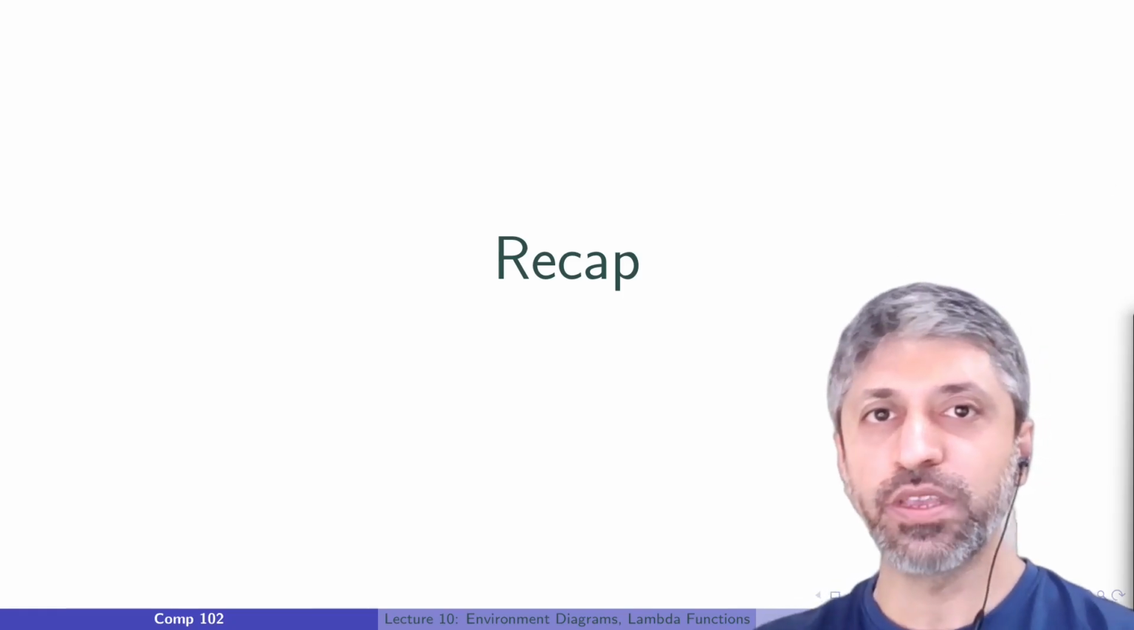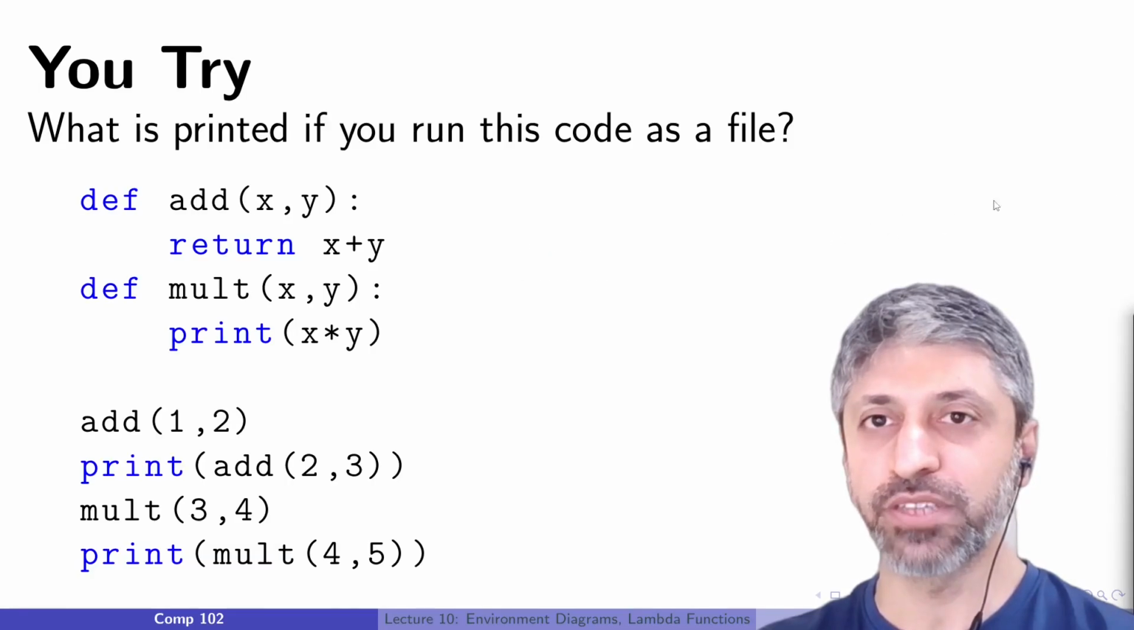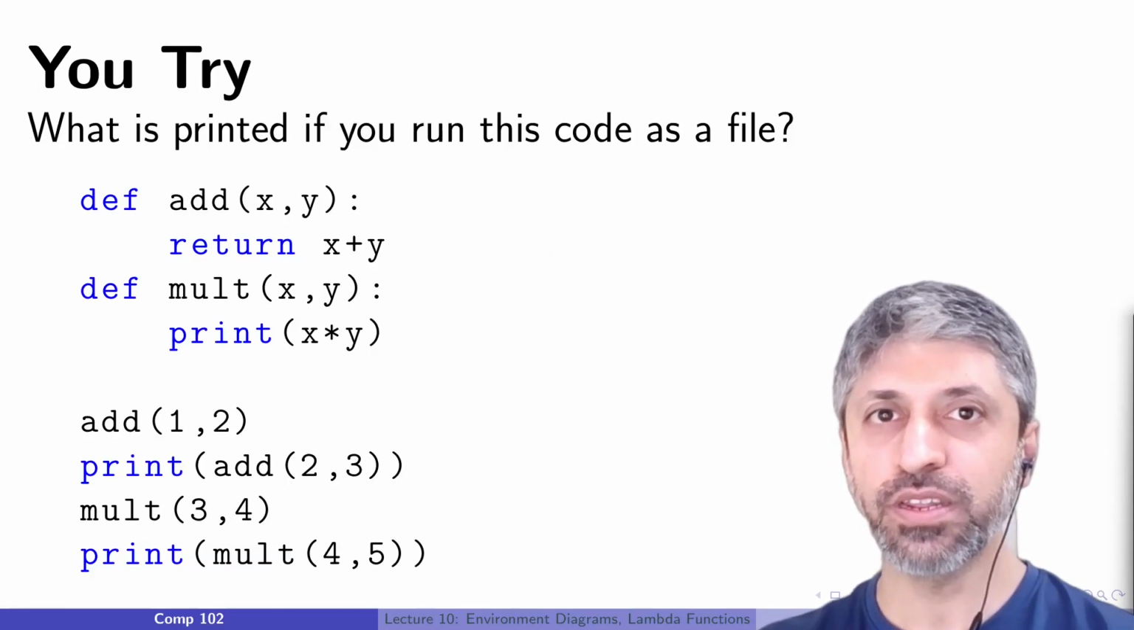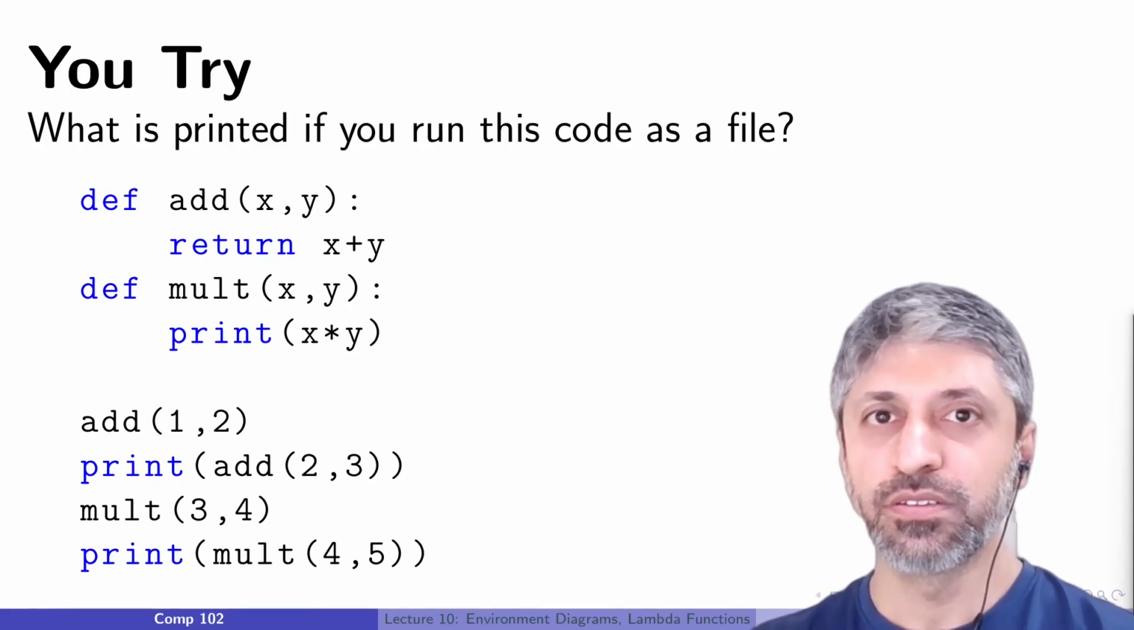So before we dive into the new stuff, let's do a quick warm-up from the last lecture and make sure that we are on the same page. All right, take a look at this code. We've got two functions here, add and mult. The question is, what exactly gets printed when you run this file?